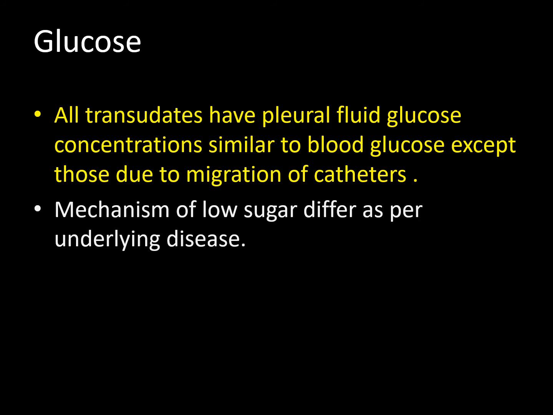Similarly, all transudative pleural effusions will have pleural fluid glucose concentration similar to blood glucose, except those which are due to migration of catheters. The mechanism of low pleural fluid glucose differs as per the underlying etiology. Means there are different mechanisms which will lead to low glucose levels in cases of exudative pleural effusion with low glucose concentration.